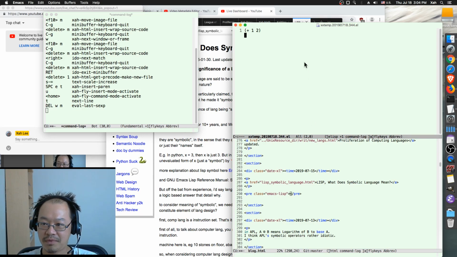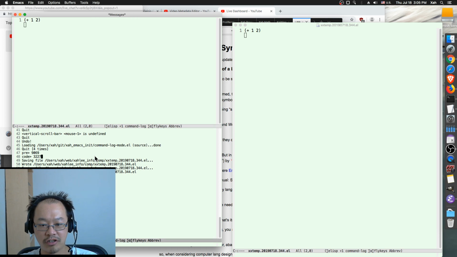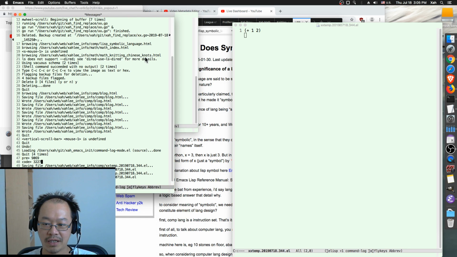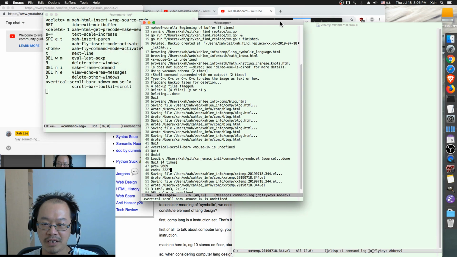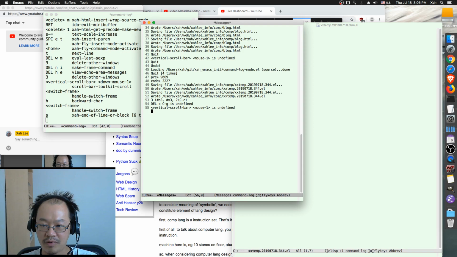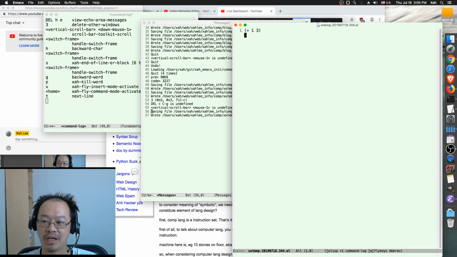Maybe you cannot see it, but let me show you then. Let's open a new window, and go to the messages buffer. This is where all Emacs messages come out, error messages or whatever. Hold on a second, we need to move it down. So let's do 1 plus 3. Evaluate. You can see the result is 4.